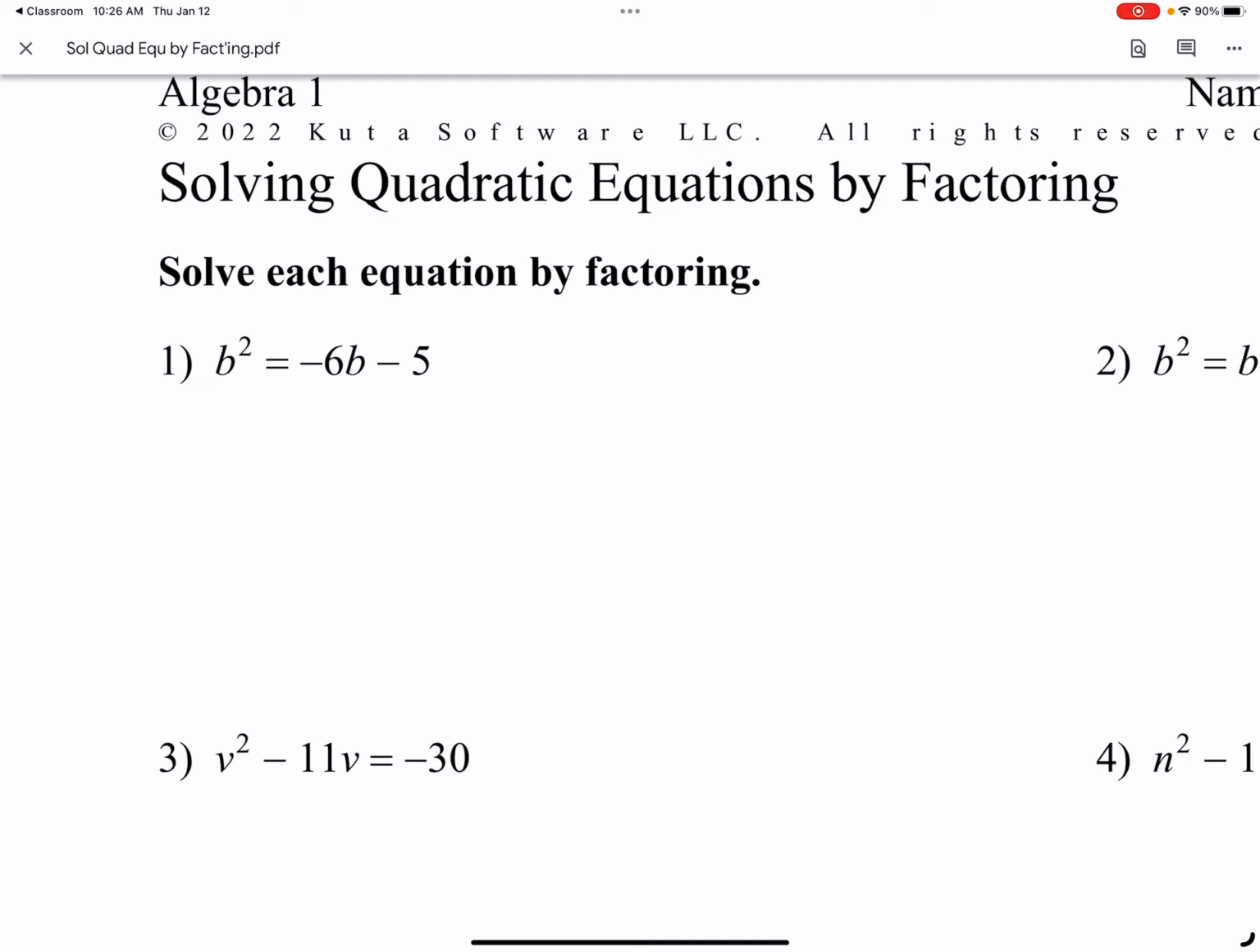So we have b squared equals negative 6b minus 5. We need it to be equal to 0. In other words, all of the parts are on the same side of the equal mark. And we have to have the lead coefficient, our b squared, positive. So instead of moving one number over, we're going to move the other 2 numbers to the left so that they line up behind the b squared. What happens to their signs? They will change.